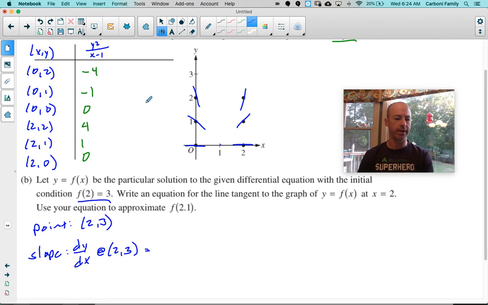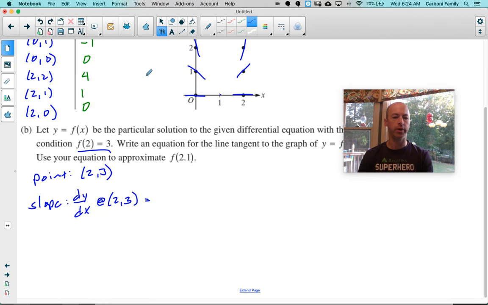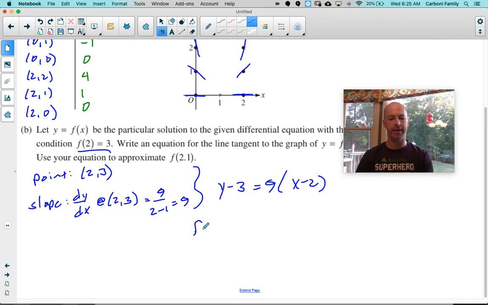So now I have to go back up, and the derivative is y squared over x minus 1. So 3 squared over 2 minus 1 is 9. And so my tangent line is y minus 3 equals 9 times (x minus 2). And then we are estimating f(2.1). So f(2.1) will be approximately 9 times (2.1 minus 2) plus 3.